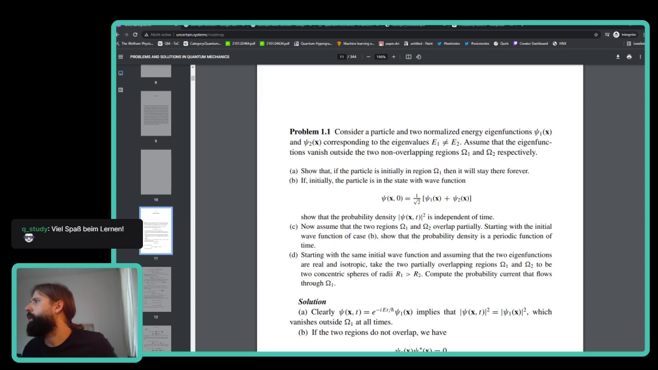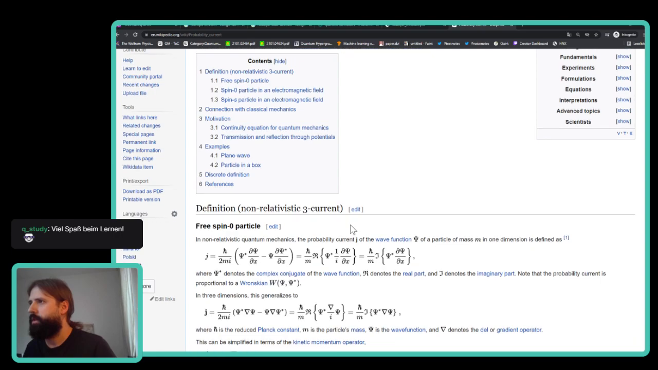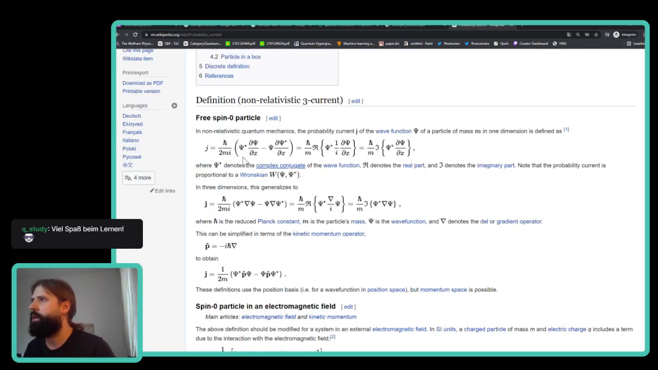It's a particle and two normalized energy eigenfunctions corresponding to the eigenvalues. Assume the particle is in region 1. So those are two separate regions with two separate probability density functions. But if they are concentric, then there's going to be a higher chance of the particle being found in that omega 2, right? And that's what the flux is telling you: how the probability density function changes. But how do you calculate that? I have no idea.